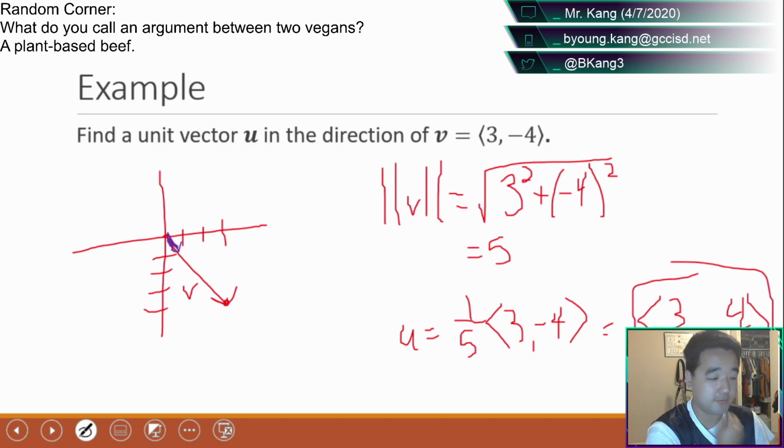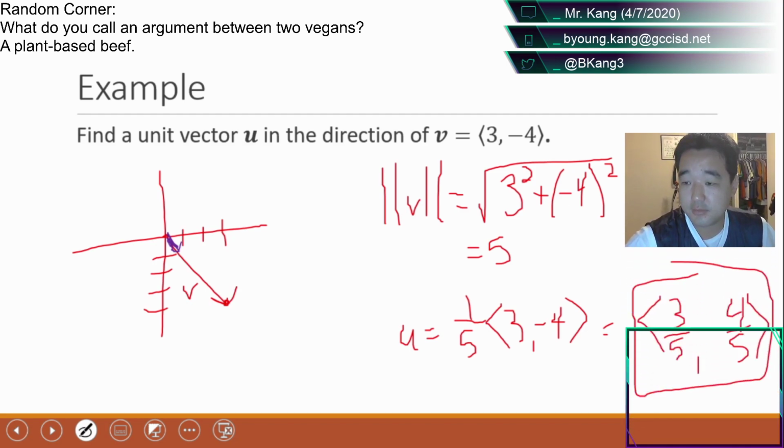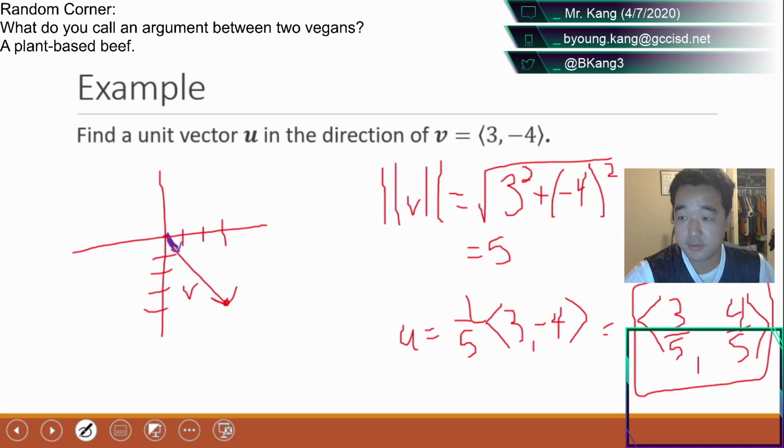And you can prove it to yourself if you do Pythagorean. I keep writing behind my face again. You can prove this with Pythagorean theorem. If you do Pythagorean theorem with 3/5 and 4/5, you get a hypotenuse of 1.